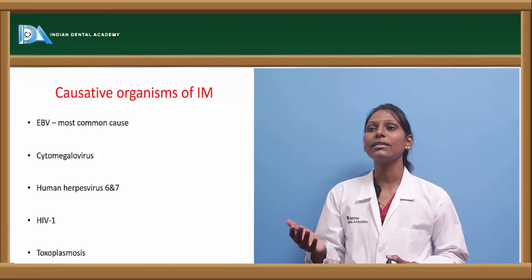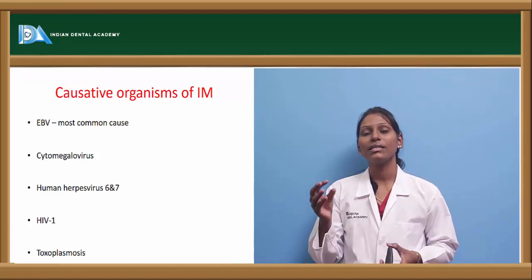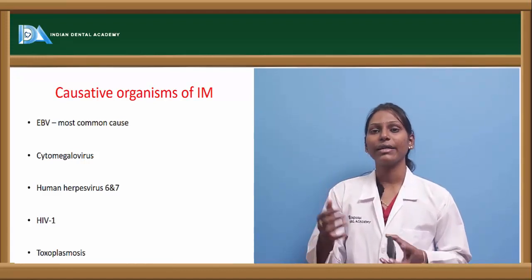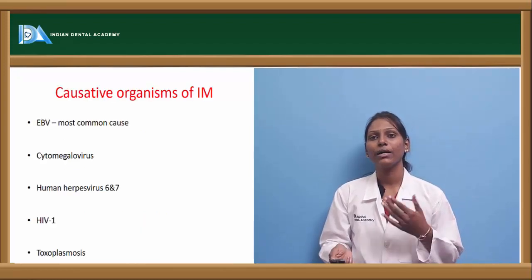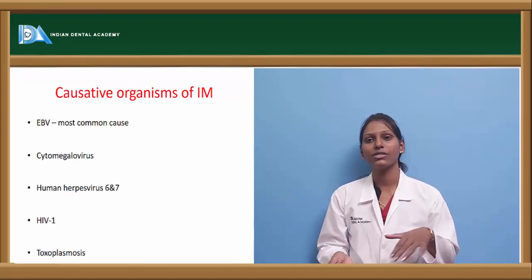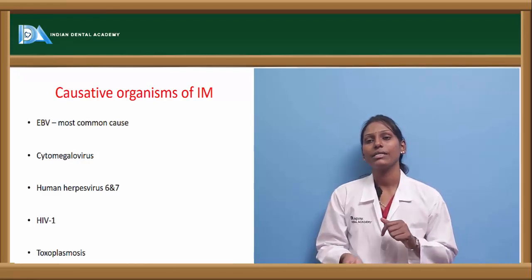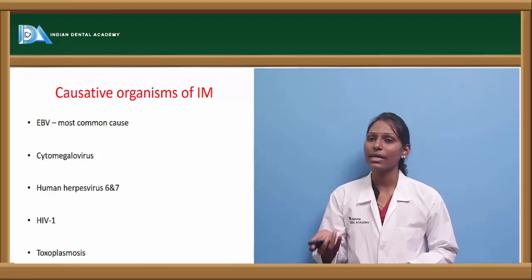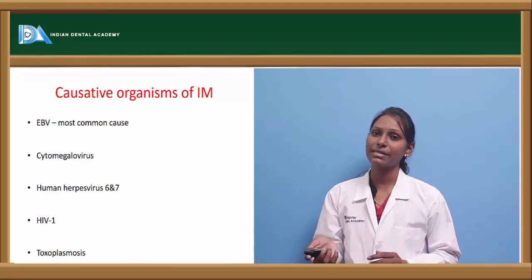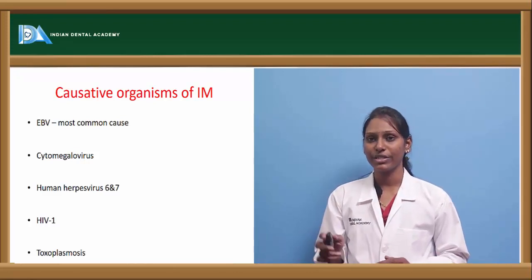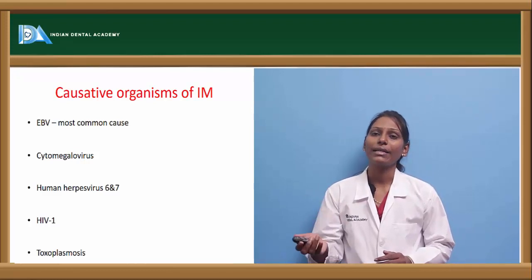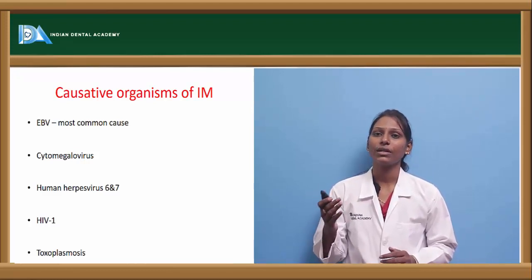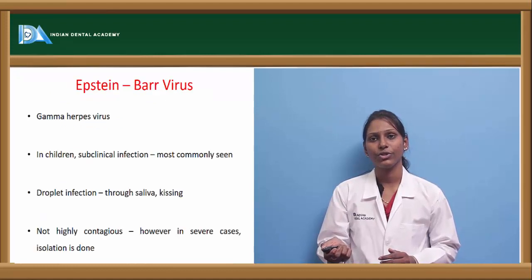However, certain other organisms also cause a similar kind of condition with pharyngitis, lymphadenopathy and fever, constituting all these three components. Those organisms include cytomegalovirus, human herpes virus 6 and 7, HIV virus especially type 1, and toxoplasmosis. Even these organisms will induce a condition which is similar to infectious mononucleosis.